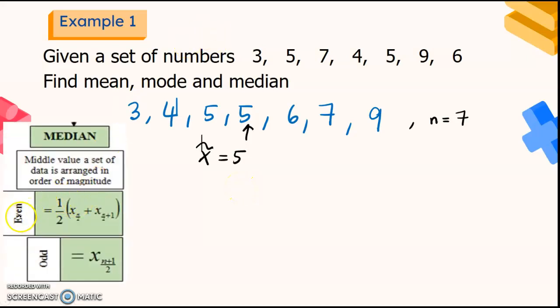Let's say we have even and odd. So here our n equals 7, which means n is an odd number. Our median will be x of n plus 1 over 2. Our n is 7, so our median will be x of 8 over 2, which is x4. 1, 2, 3, 4. So this is our median, which equals 5.